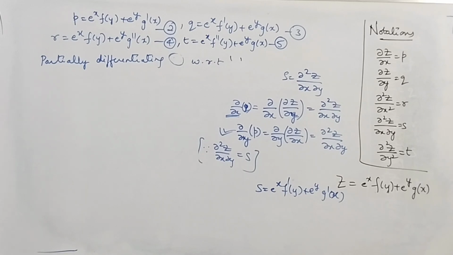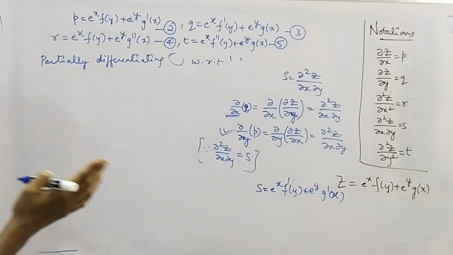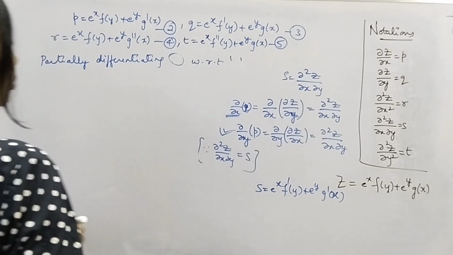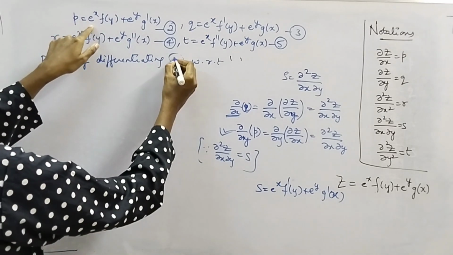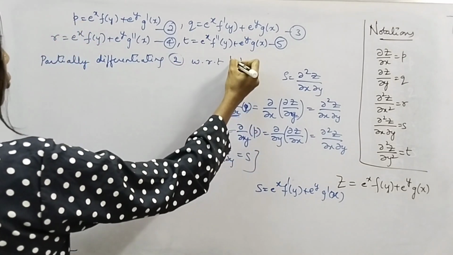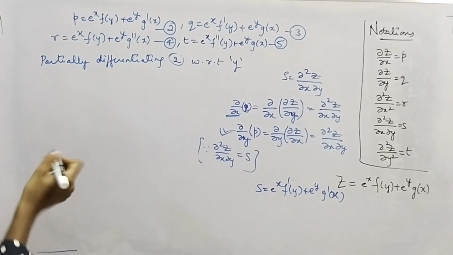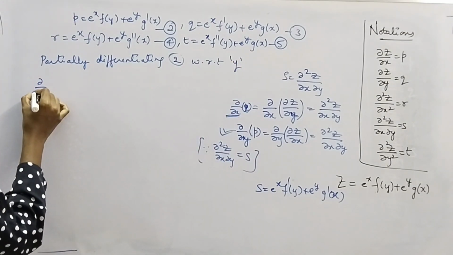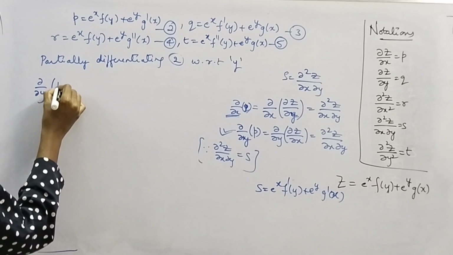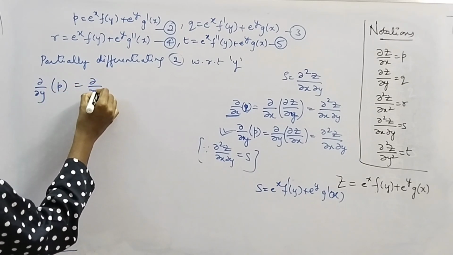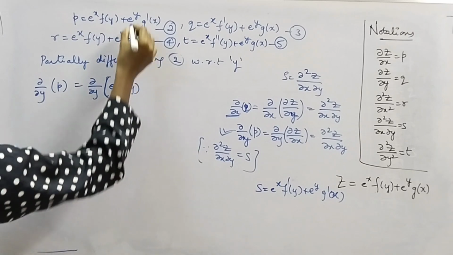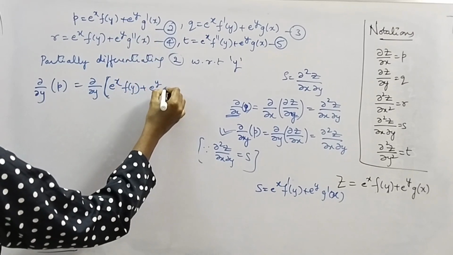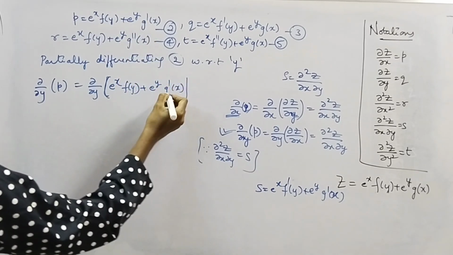See here, in order to find s, we can pick any of these two formulae. Okay, fine. Now let's partially differentiate 2 with respect to y to find s. Let's see what happens. e power x f of y plus e power y into g dash of x, right?